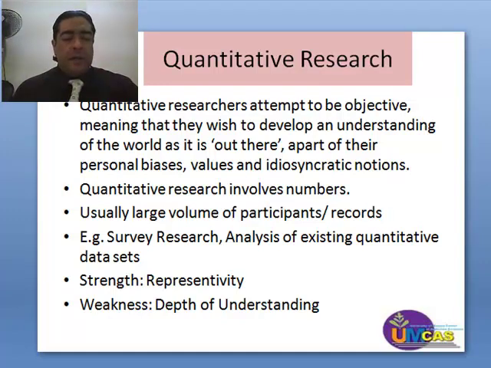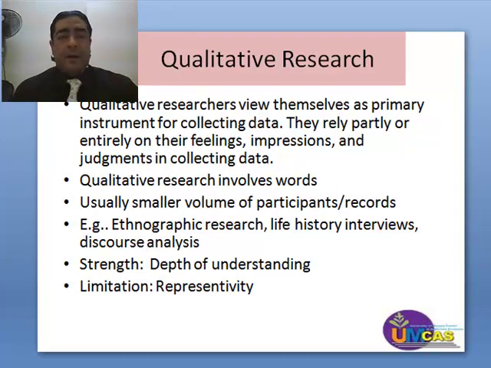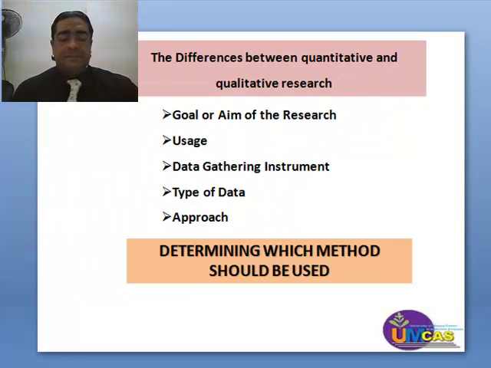Only measurable data are gathered and analyzed in this type of research. On the other hand, qualitative researchers view themselves as the primary instrument for collecting data. They rely partly or entirely on their feelings, impressions, and judgments in collecting data. Qualitative research involves words and usually a smaller volume of participants or records. Its strength is depth of understanding, and its limitation is representativity.